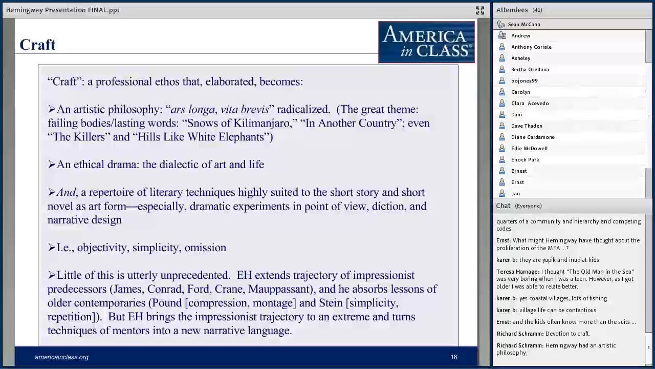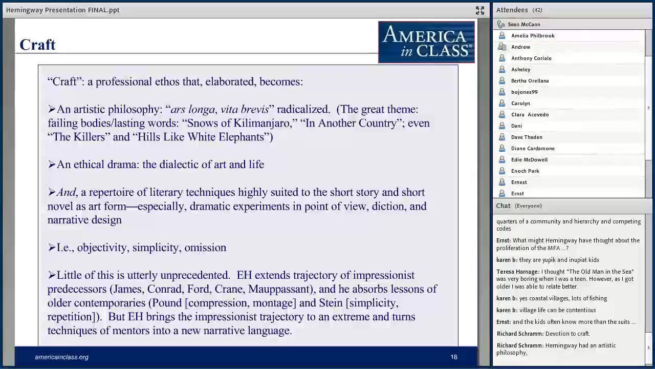This is consistent also with a kind of ethical drama running all through his fiction about the dialectic of art and life, you might say, in highfalutin terms. That is, the idea that experience is not meaningful for us and has no permanence unless it is given some kind of shape by literary craftsmanship, and vice versa, that literary craftsmanship has no meaning or purpose unless it has some origin in experience. And these things must always be related to each other in some way and can always go wrong.